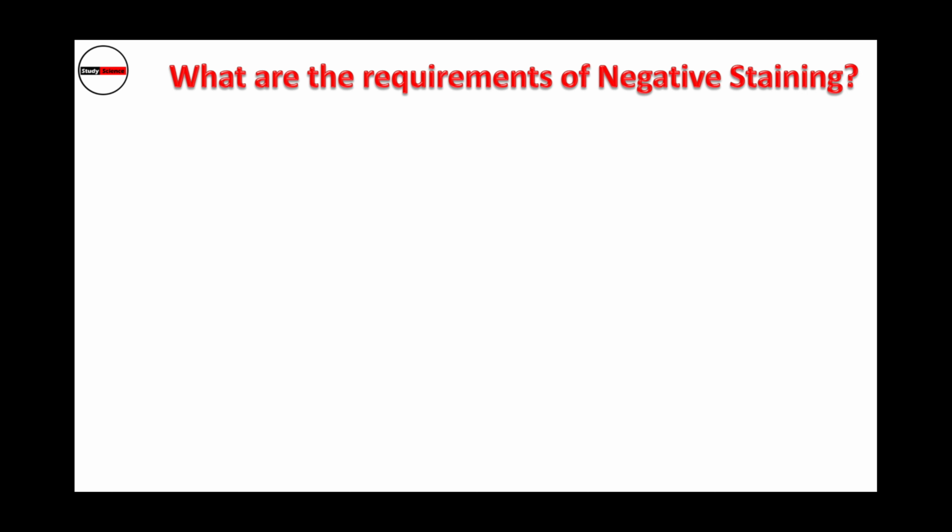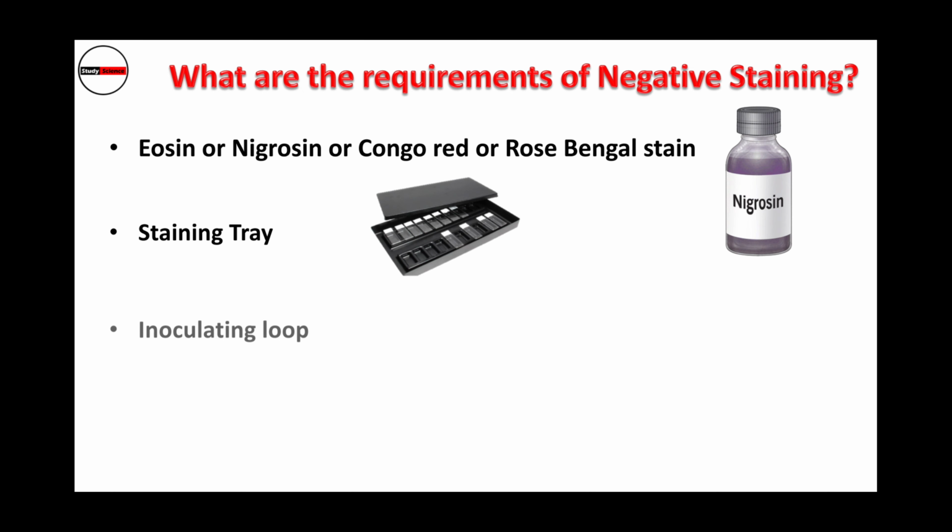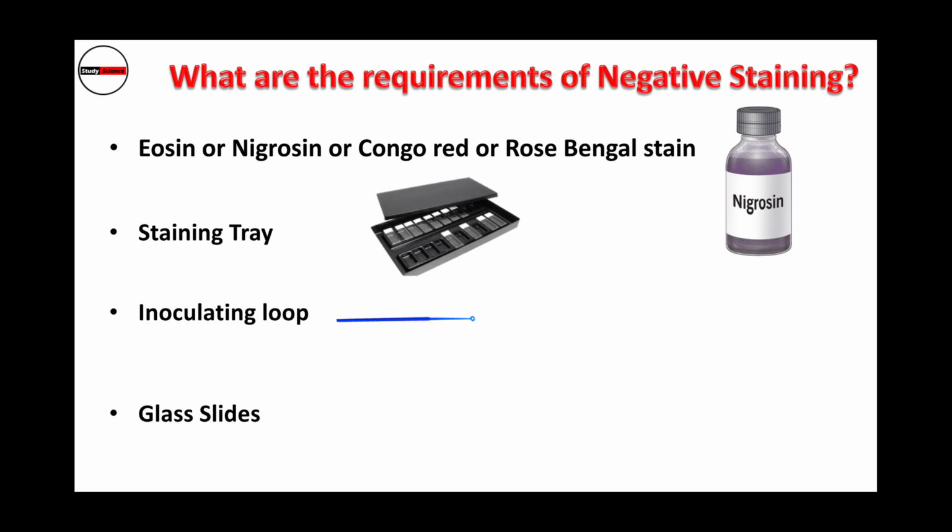What are the requirements for negative staining? Eosin, nigrosin, Congo red or rose bengal, any one stain we can use for negative staining. These all are the stains we can use. Then staining tray, inoculating loop for transferring the bacterial suspension onto the slide, and glass slides.